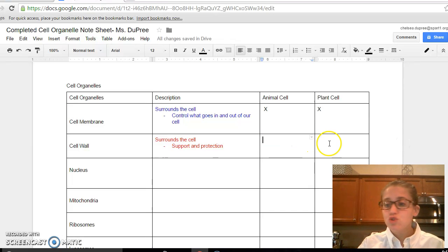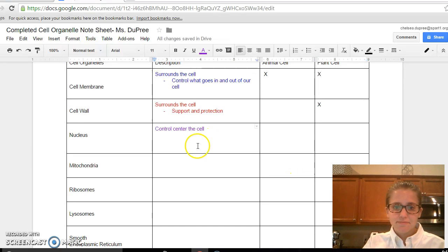The animal cells do not have a cell wall, okay? Only plant cells do. And that should make sense because plants have to support themselves and they have to be strong, okay? Let's keep going.